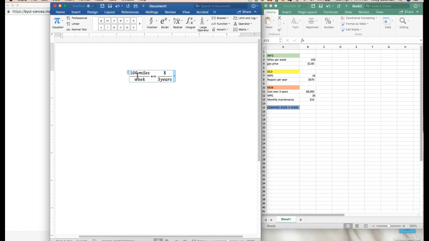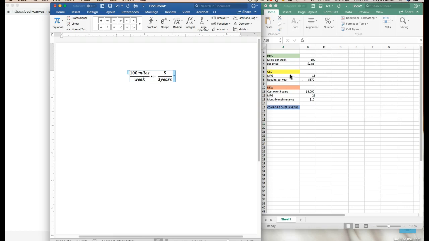So here I have my 100 miles per week. I need to have money over years. So this is good. It's already set up with miles over week. I can see that the time frame is down here at the bottom and I need it to end in the bottom. So this part is set up correctly with the miles per week. Now gas price, that didn't help us yet because it is dollars per gallon and I don't have anything over here that helps me out with that.